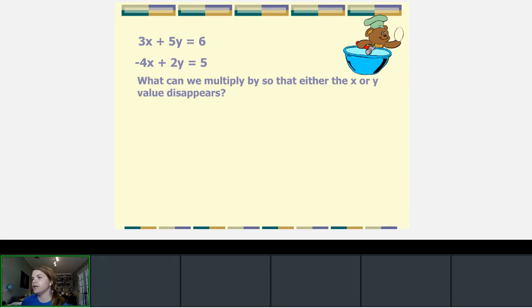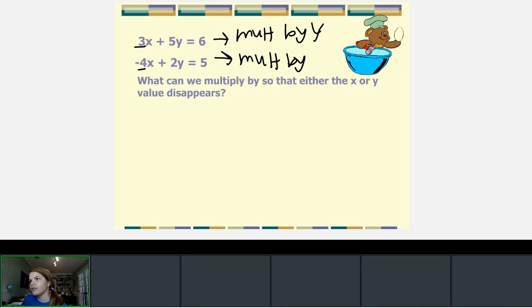So let's take a look at this one. We have 3x plus 5y equals 6 and negative 4x plus 2y equals 5. Okay, so if I look at my coefficients, I don't have any that are the same. But I can multiply, because I have some opposites here. I have a positive x coefficient up here and a negative down here. So let's think of something I could multiply 3 and 4 by to get those to cancel out. So what I'm going to do is multiply the whole top by 4. The bottom, I'm going to multiply by 3.